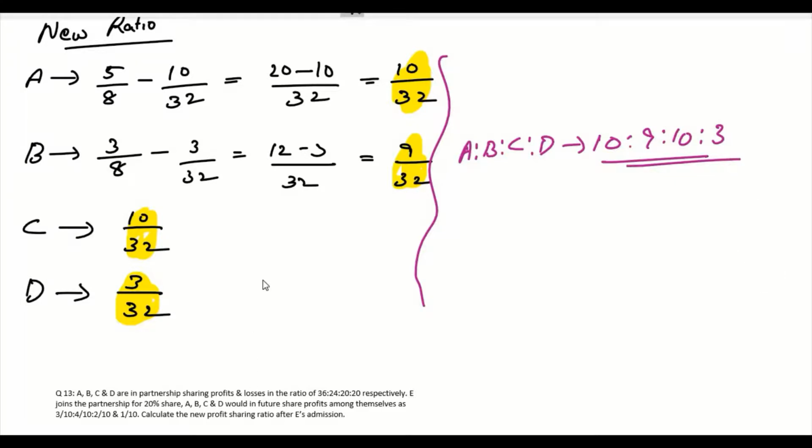Okay, now let's move on to the next question. Question number 13. A, B, C and D are in partnership, sharing profits and losses in the ratio of 36:24:20:20 respectively. E joins the partnership for 20% share. A, B, C and D would in future share profits among themselves as 3 by 10 is to 4 by 10 is to 2 by 10 and 1 by 10. Calculate the new profit sharing ratio after E's addition.